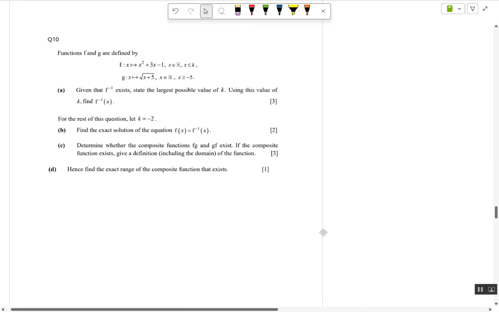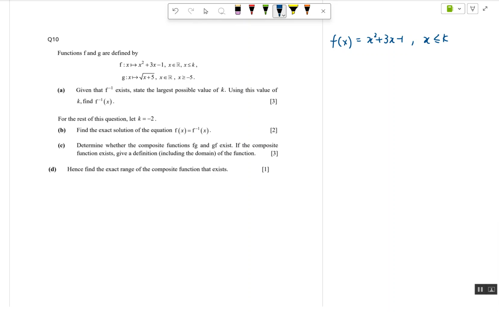Functions that you have to know. Okay, so dissect the question. First, you see that f(x) is equal to x squared plus 3x minus 1, and they say that x is smaller than or equal to k. First thing, given that f inverse exists, state the largest possible value of k, and using this value of k, find the f inverse.